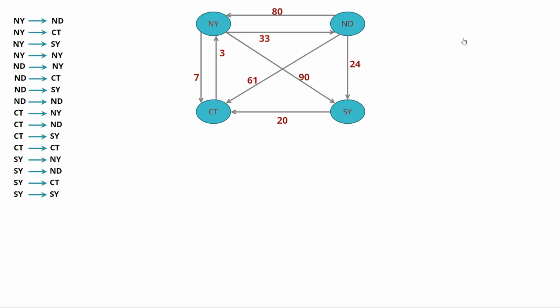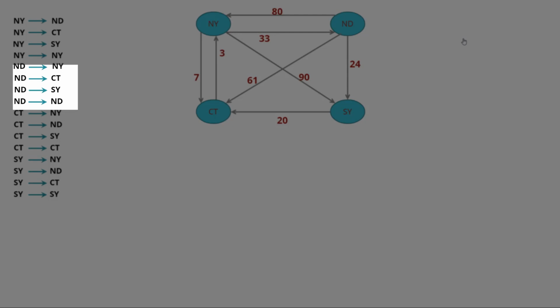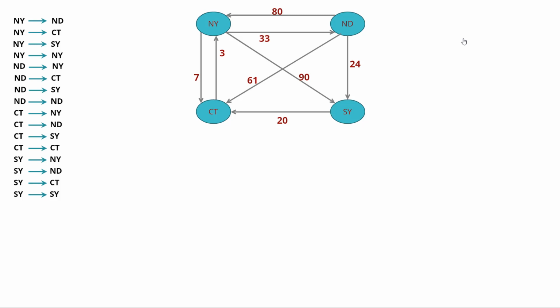We have to find the shortest path from ND to NY, ND to CT, and ND to SY. And the path doesn't exist for ND to ND because both are the same vertex. Similarly, we have to find the shortest path from CT to other vertices and SY to other vertices, as I did before. So this is the large single problem we have in hand. How does Floyd Warshall algorithm break this into smaller problems?